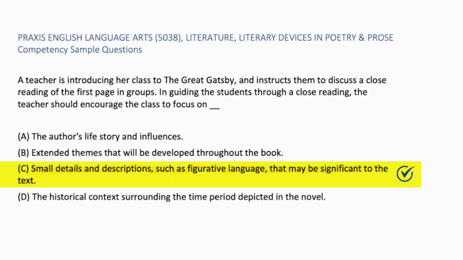The correct answer is C. Close reading consists of fine-grained analysis of a passage of text and an examination of the mechanics and details of the language at a word, sentence, and paragraph level. As such, the teacher should encourage the student to focus on small details in the text that may be suggestive rather than focusing on themes, historical context, or other broad concepts beyond the scope of the passage in question.